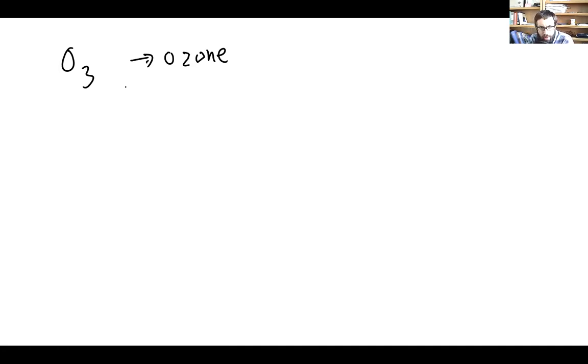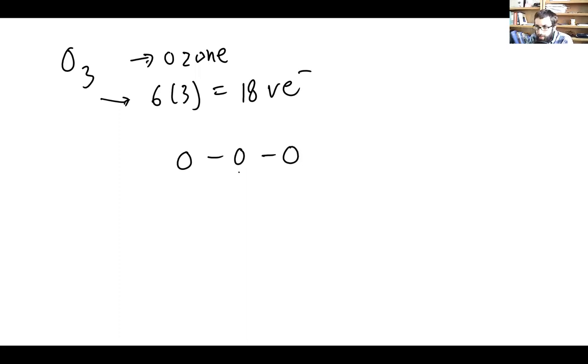But anyway, we want to know the Lewis structure of this, the molecular shape, the steric number, and the bond angle. Okay, so O3, each oxygen has 6 valence electrons. That's going to get us 18 valence electrons. All oxygens are the same at this stage, so we're just going to put them in a line and connect them. And now we have to use our 18 valence electrons.